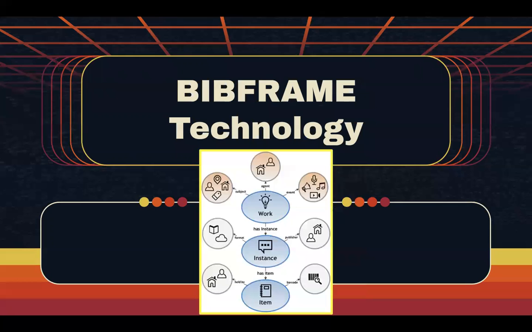The overall framework of BIBFRAME consists of four main classes, which are works, instances, authorities, and annotations. These classes are the objects and the subjects to record the relationships between resources, while properties are the descriptive elements and classes about classes and provides a list of types of relationships between them.